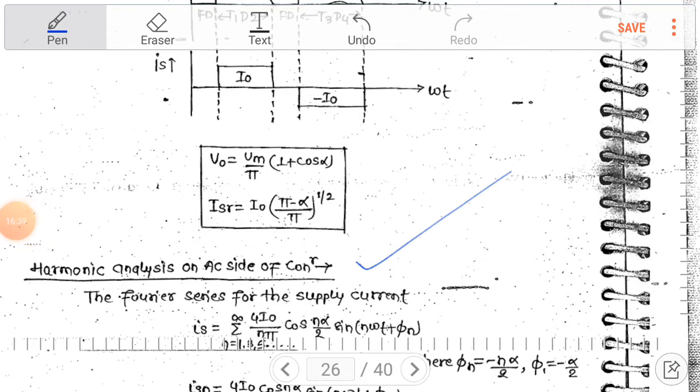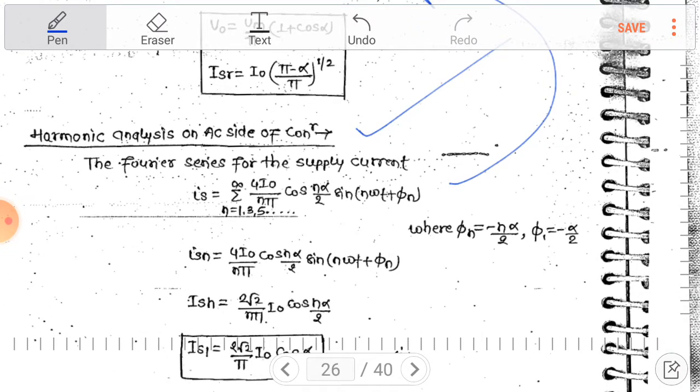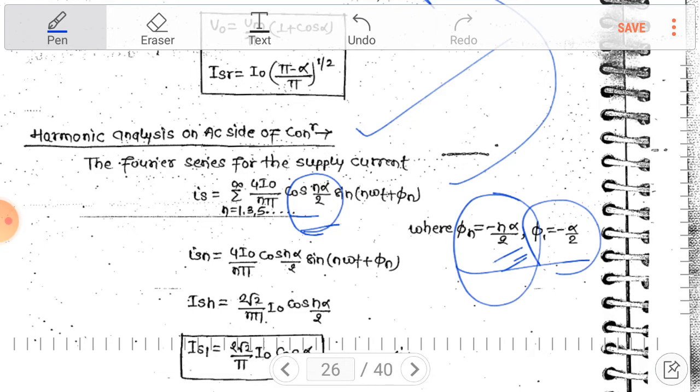Next is harmonic analysis on the AC side of the converter. For the AC side we take the harmonic analysis using the Fourier series of the supply current Is. Here the term 4 I naught by n pi cos n alpha by 2 is newly added, and all other terms remain the same. Phi n is minus n alpha by 2. Here alpha by 2 is observed, and phi 1 is minus alpha by 2 by putting n equal to 1.